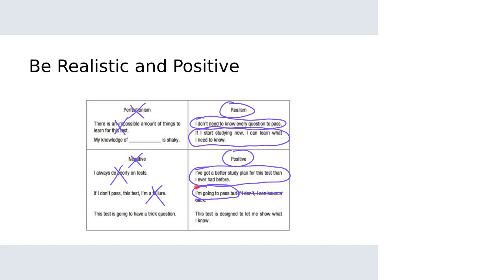And then, this test is going to have a trick question. You might look at that one where we use the Pythagorean theorem to find the side length, but the question asks for perimeter. You might see that as a trick question if we hadn't talked about it multiple times. I don't see that as a trick question at all. I promise I will not try to trick you on purpose. And this test is designed to let me show what I know.